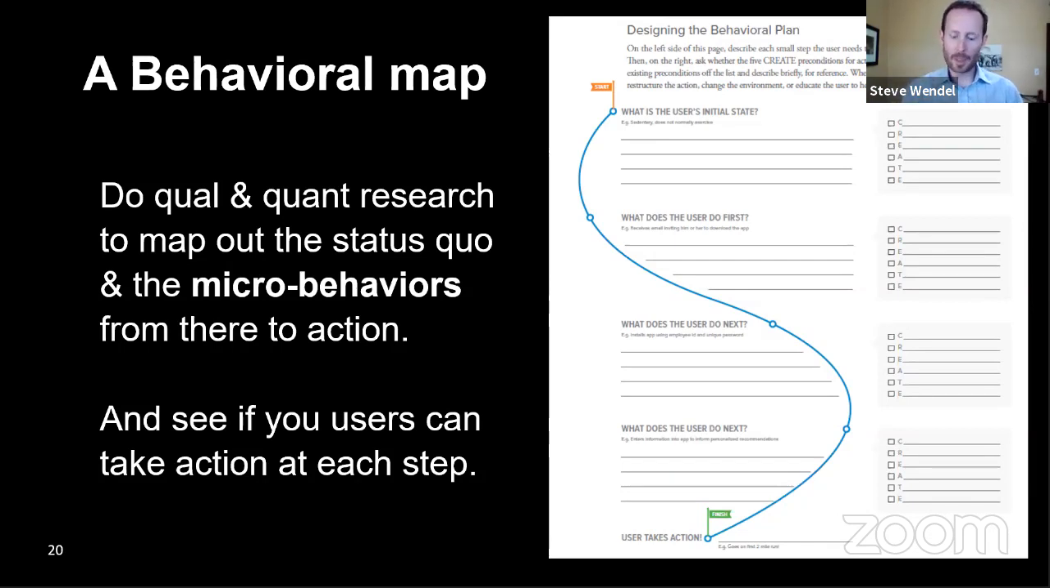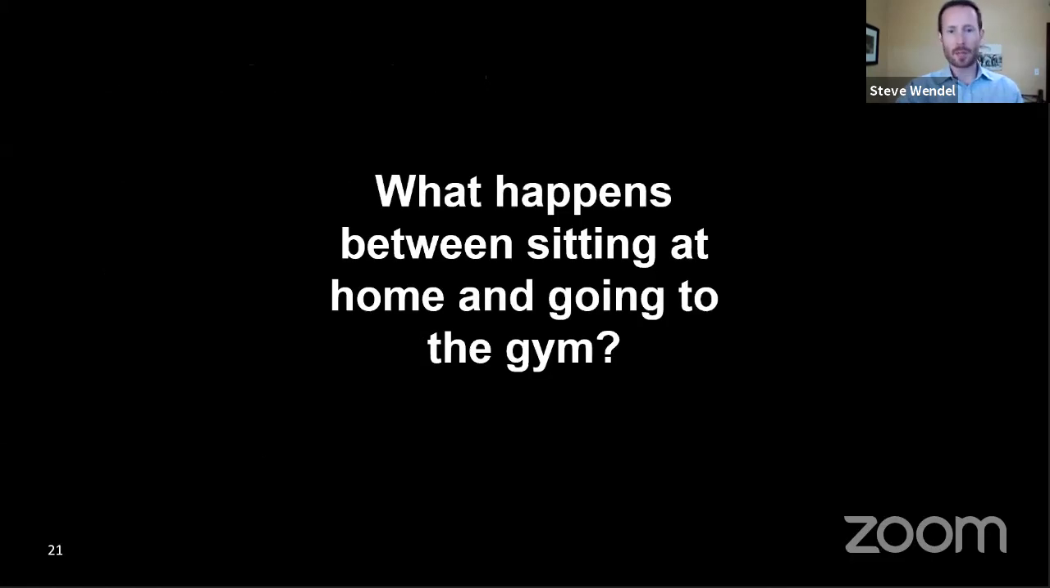When we map out the micro behaviors, we realize just how complex this really is. How many steps are required? And so that's a key lesson, is that what we think of as simple is often tremendously complicated for someone who hasn't done it before. And this behavioral map helps us do that.